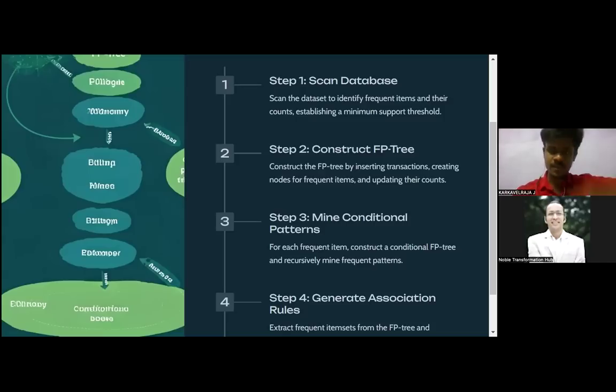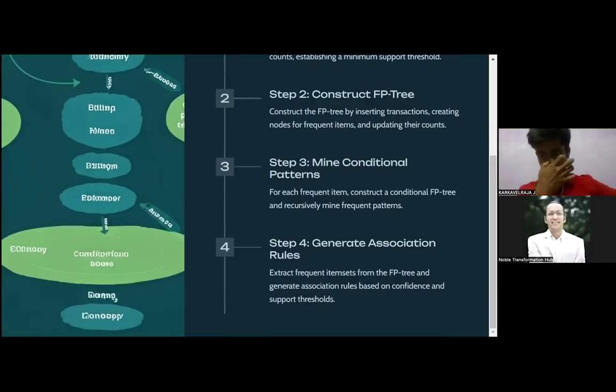Then you have step three, mine conditional patterns. For each frequent item, construct a conditional FP tree and recursively mine frequent patterns. And then we have step four, generate association rules. Extract frequent item sets from the FP tree and generate association rules based on confidence and support threshold. So this is how it will work.